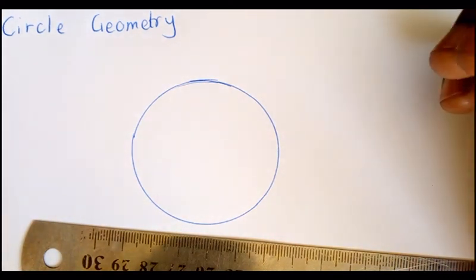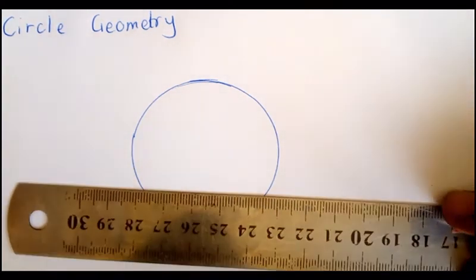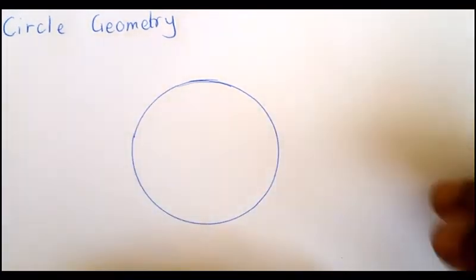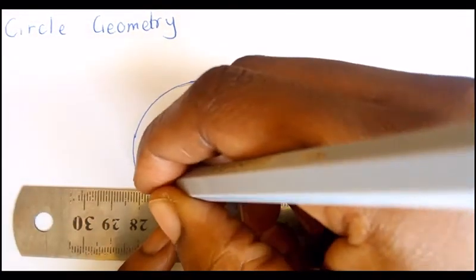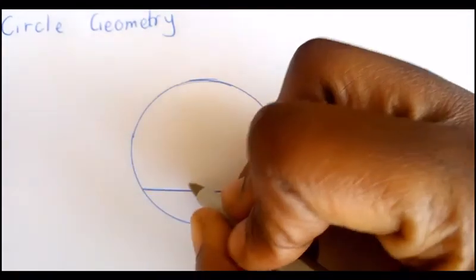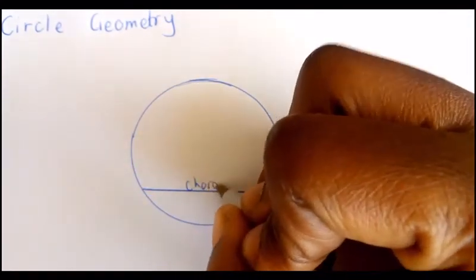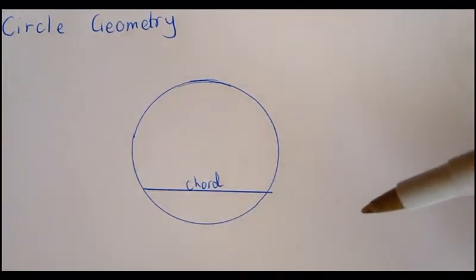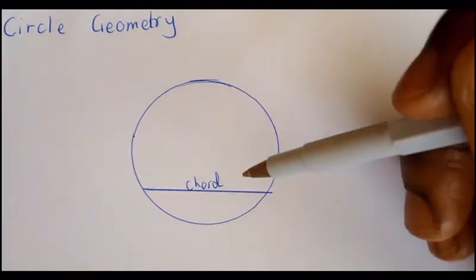Circle geometry is quite a simple topic. The first thing that you should know are the parts of a circle. The first part that we are talking about is the chord. This is a chord. A chord being a straight line that divides a circle into two parts.